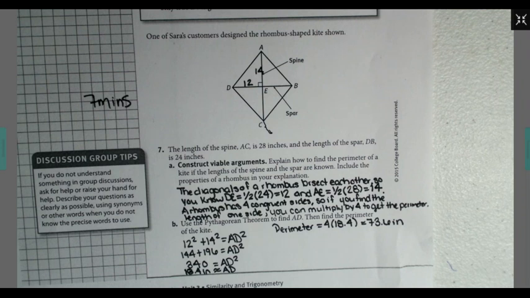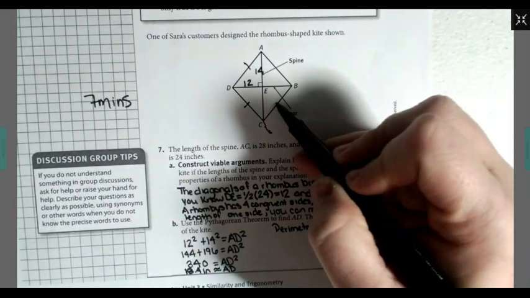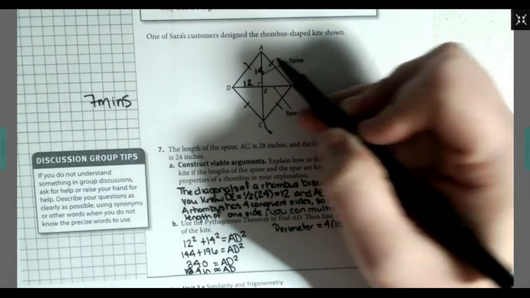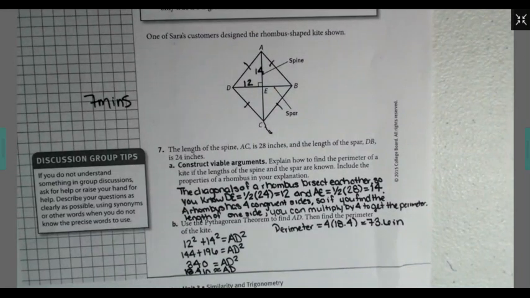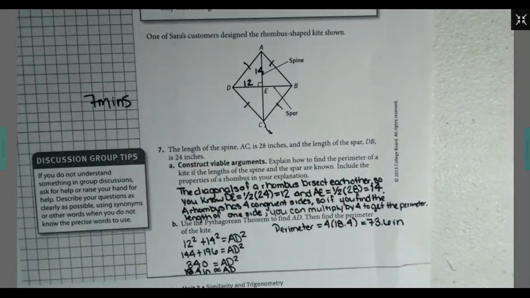We also know that with rhombuses back in Unit 2, we discovered that all sides of the rhombus are congruent. Well, if we know that AD is congruent to DC, which is congruent to CB, which is congruent to AB, we can simply take one of the lengths, if we can find one of them, and multiply it by 4 to get the perimeter of the entire kite.